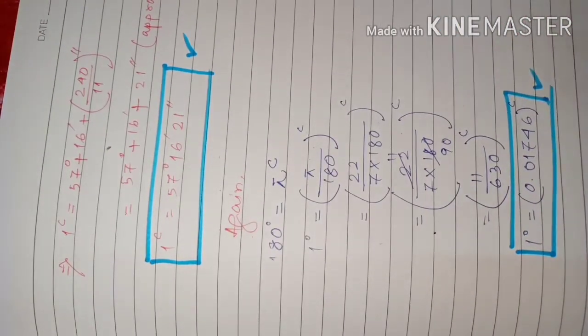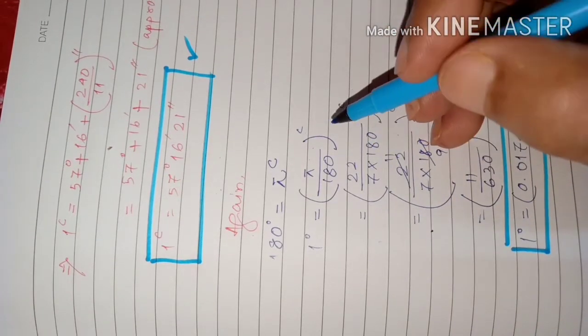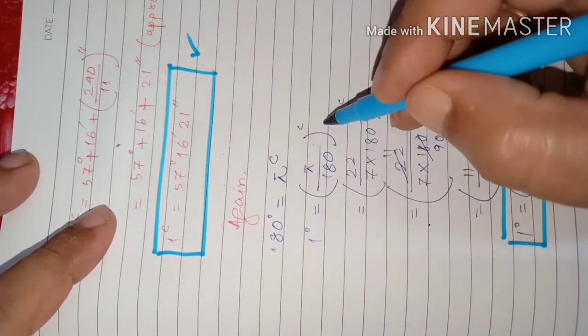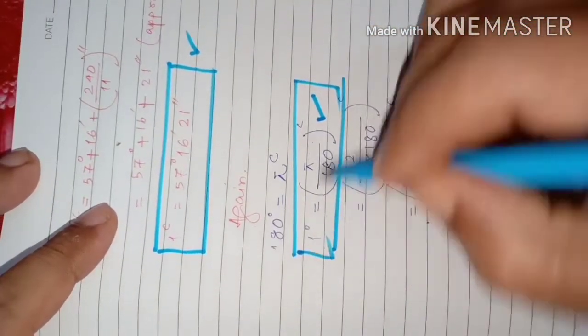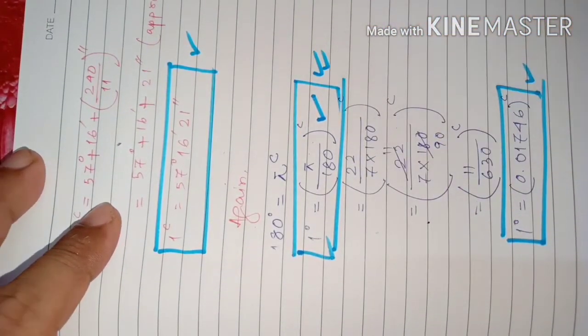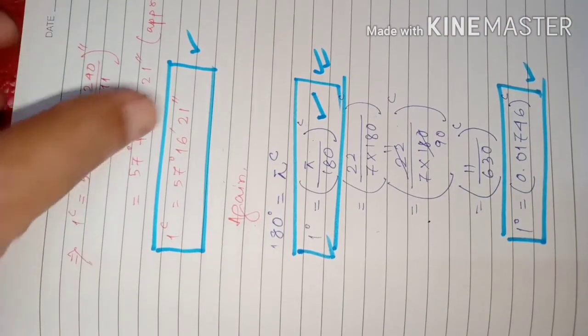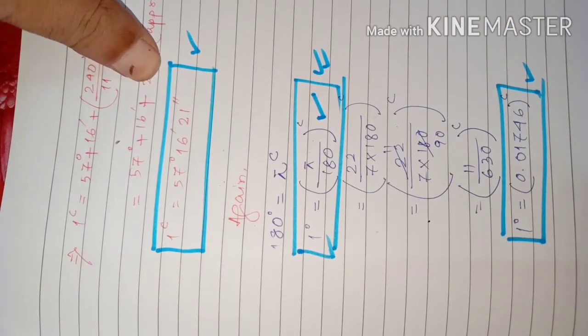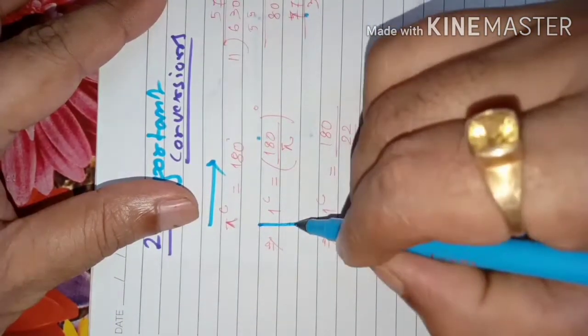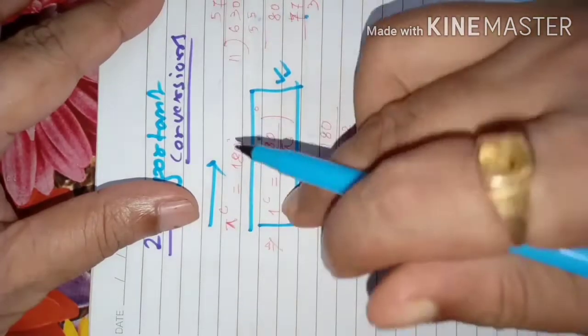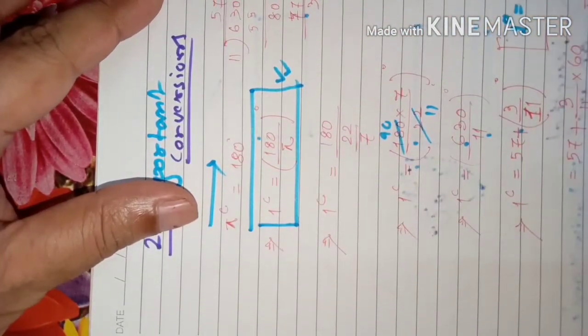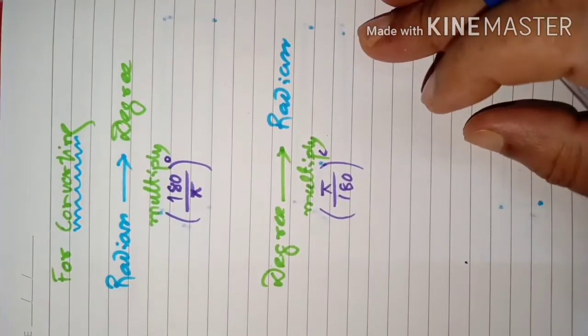Okay, students? So for converting degree into radian, the multiplication factor is pi by 180. Okay, multiplication factor. And then for radian into degree, you can say 180 by pi is the multiplying factor. We need to multiply this for radian into degree. So dear students, keep these two points in mind.